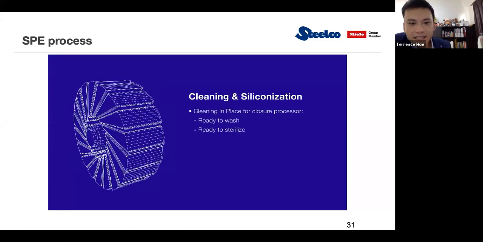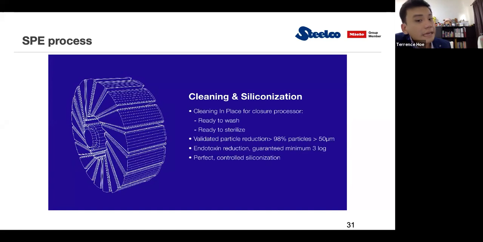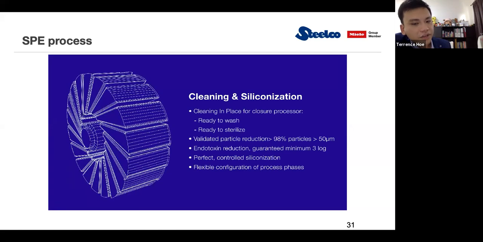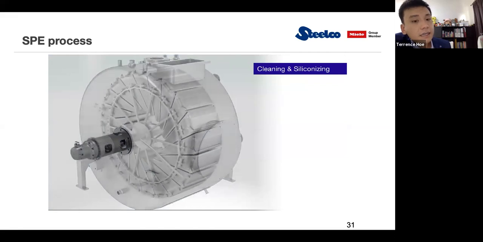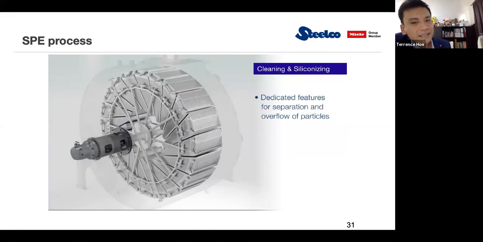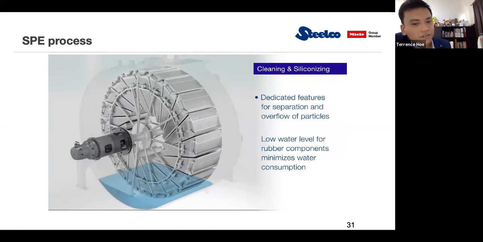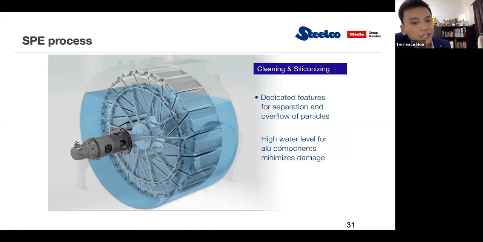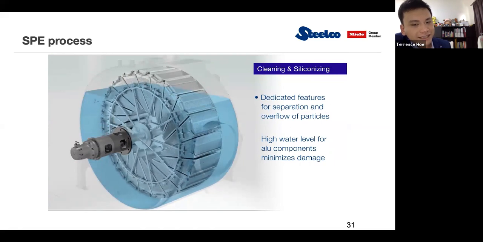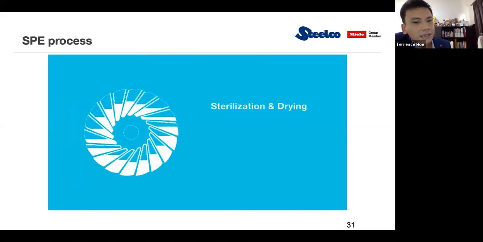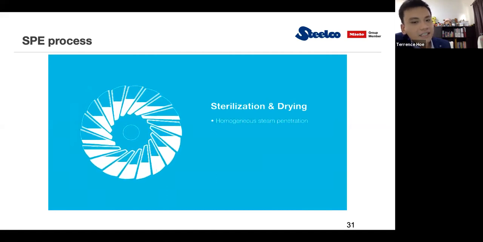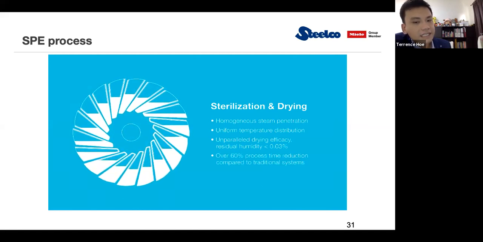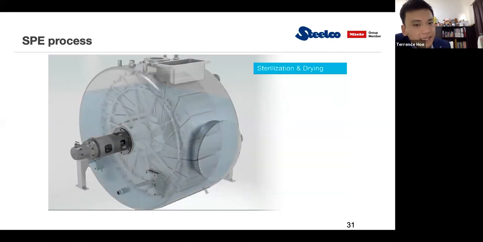So when the caps go inside this basket, they are cleaned and sometimes siliconized. It's an endotoxin reduction up to log of 3. Of course, there is a low water level for the rubber components and a high water level for aluminium caps, because aluminium will float. So at last, it could also do sterilization in dry. Sometimes if the client wants sterilization, it can perform that also. And then it dries to humidity less than 0.03%.